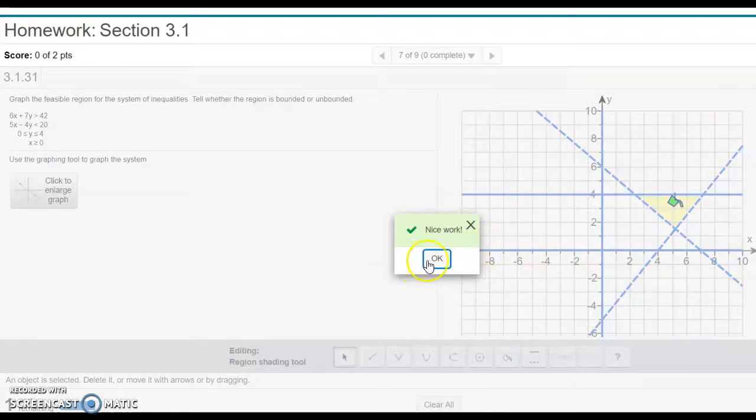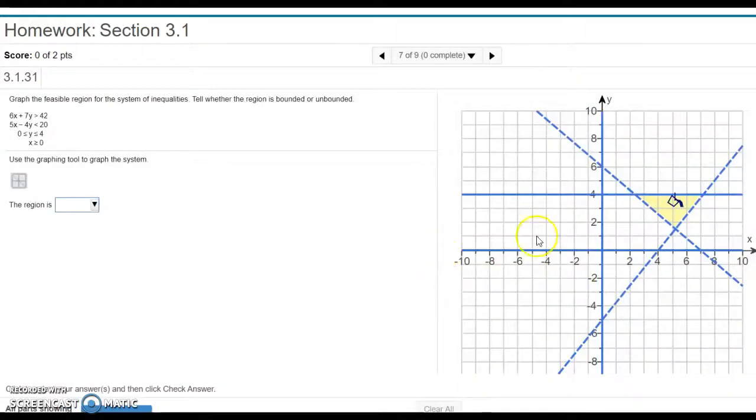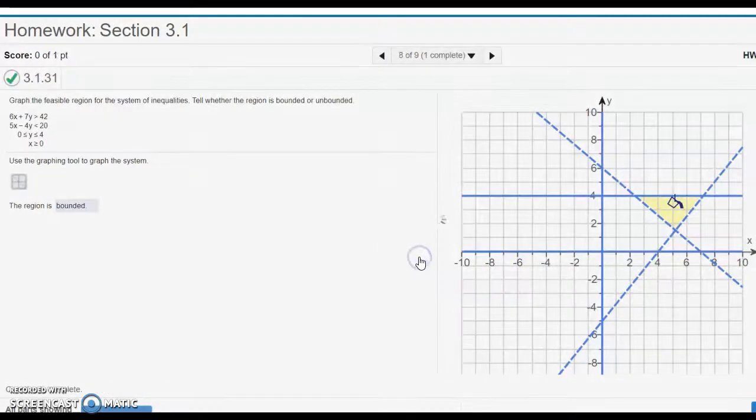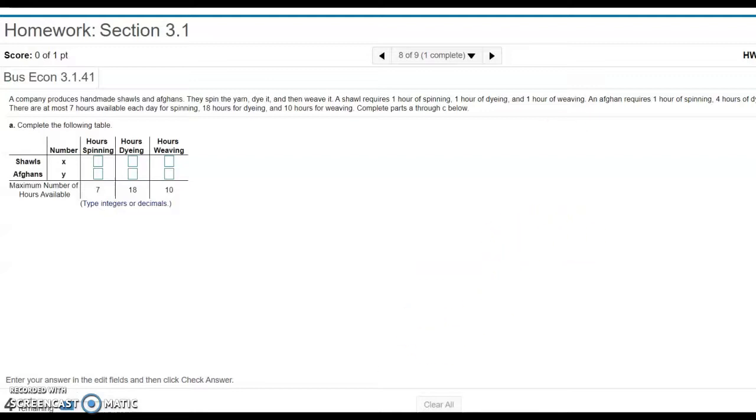Okay, so if it were me, again, I would graph this on graph paper personally and then enter the stuff on the computer. It's hard to do it on the computer with the AB thing because you can't write on it, okay? And then here it says the region is bounded, right? Because it's trapped on every side. And so we're good there, right? And there we go.